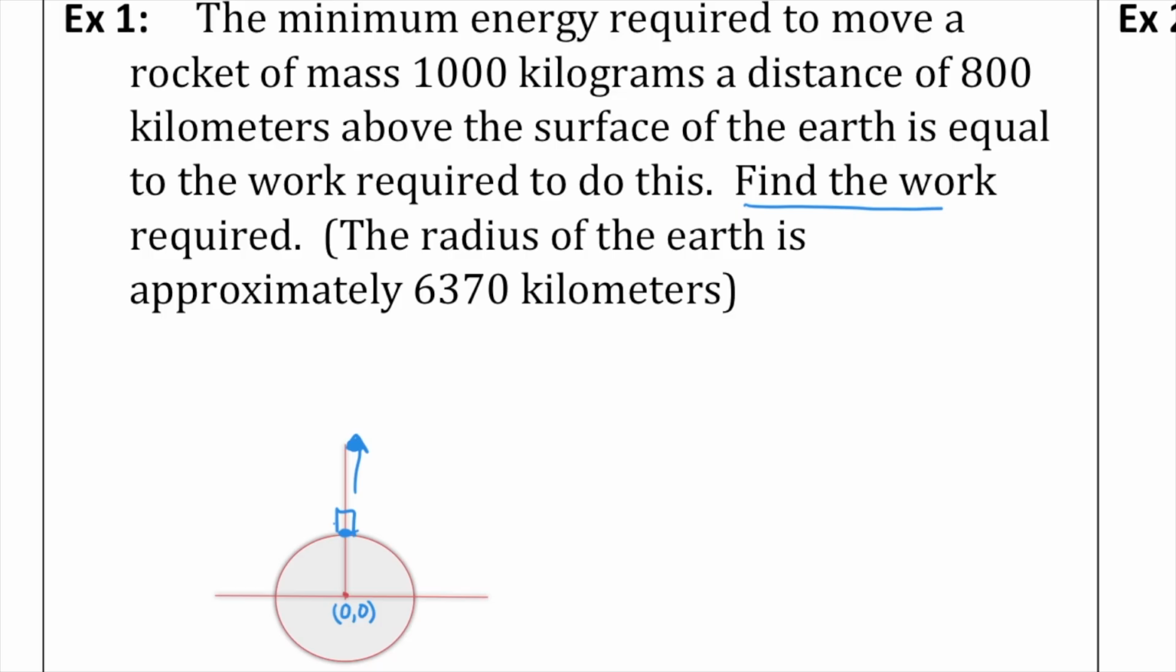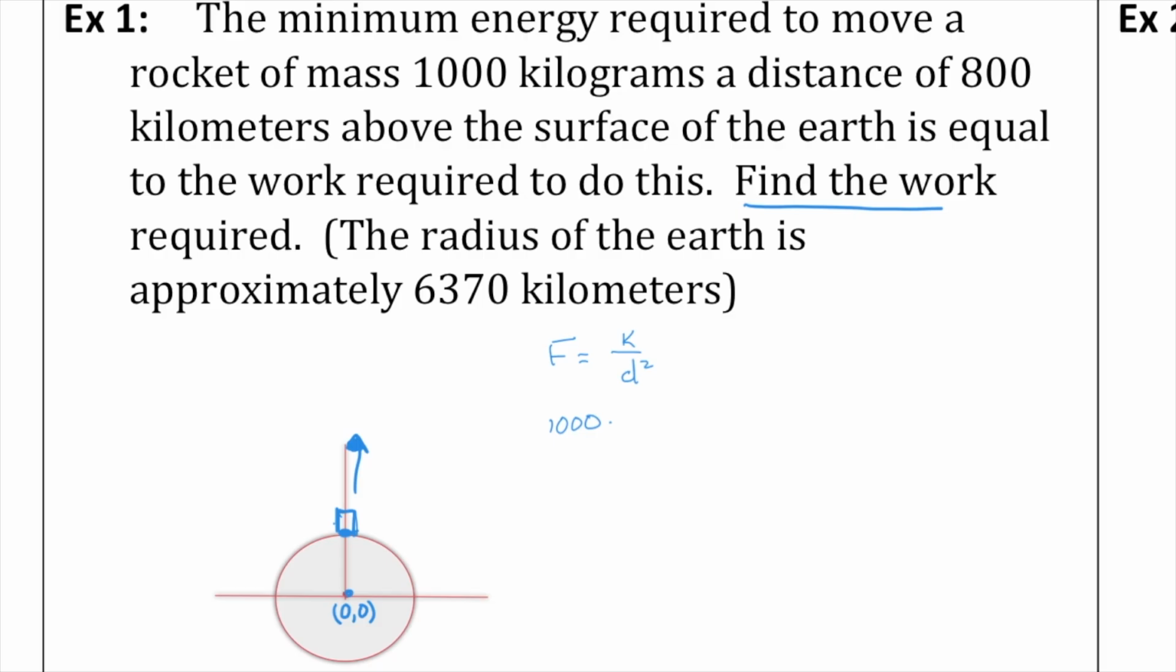For this problem, we're going to use Newton's law of universal gravitation, where the force is equal to some constant divided by the distance between the two objects, d squared. The two objects in this case are the rocket and the center of our Earth. We're told that the mass of the rocket is 1,000 kilograms. Now mass is not weight.